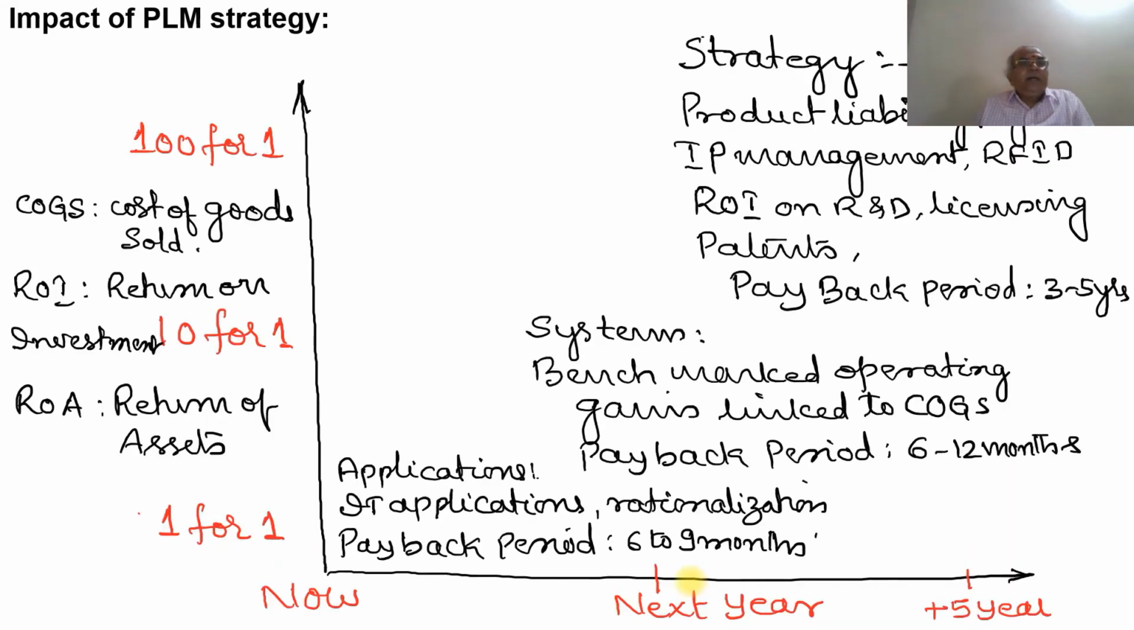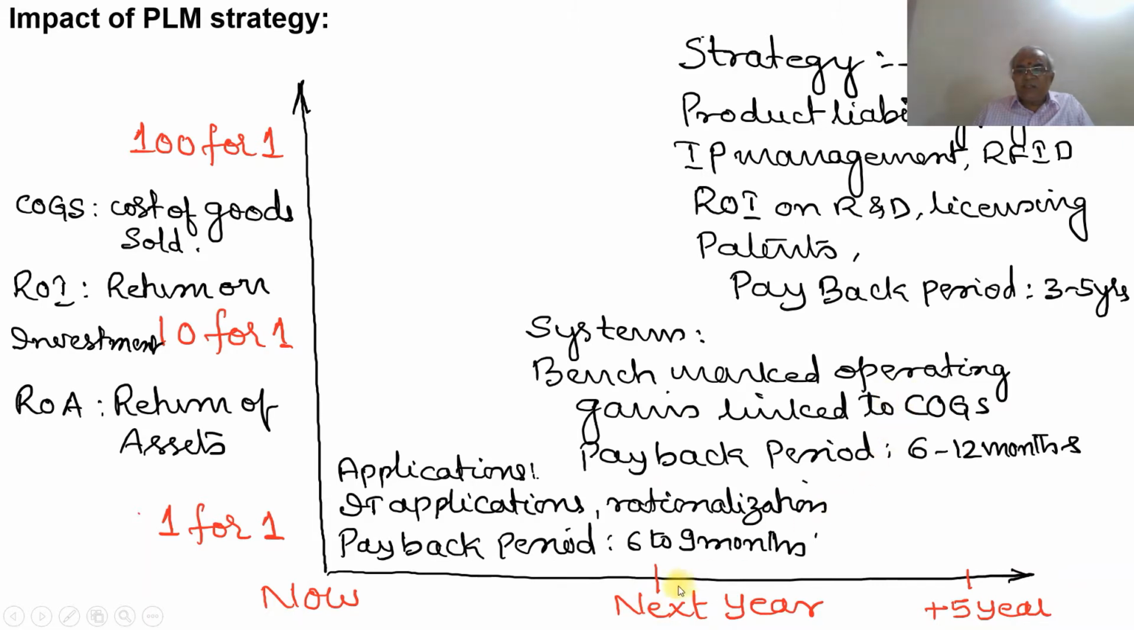Next is the impact of PLM strategy. So we have a plot with years versus the total returns. Here one is the strategy. Now, applications, IT applications, and payback period 1 for 1 and 10 for 1. That is systems benchmarked operating gains in link to COGS. That is cost of goods sold. Payback period is 6 to 12 months. So here, IT application rationalization payback period is 6 to 9 months. That is from now to 1 year.